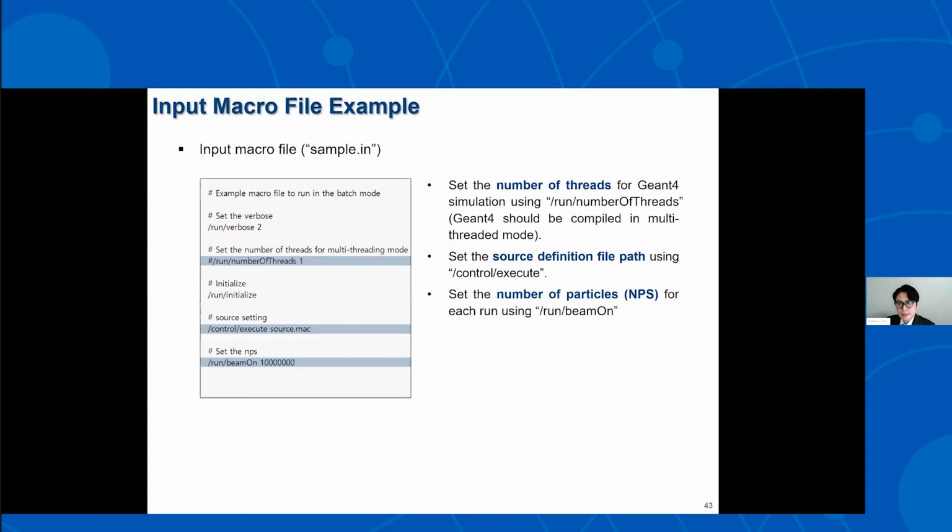The path of the source definition file is set in the input macro file, which makes various settings for executing the simulation. In this file, the users also can set the number of threads and the number of primary source particles.